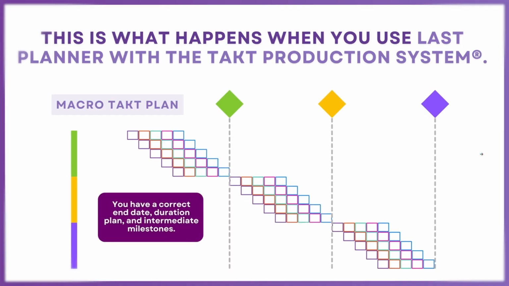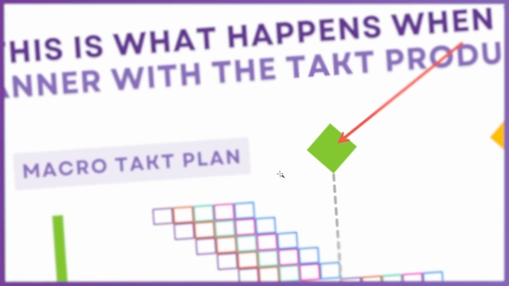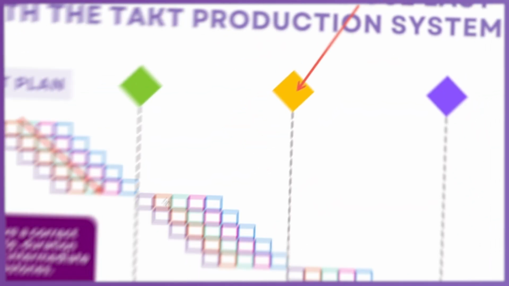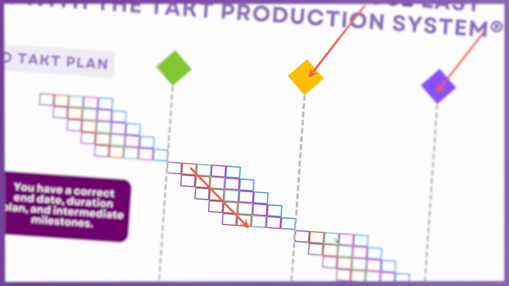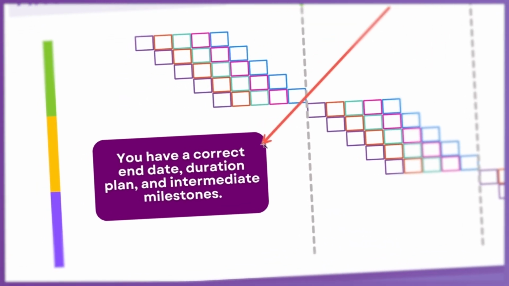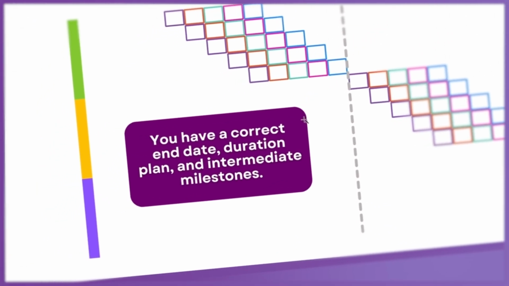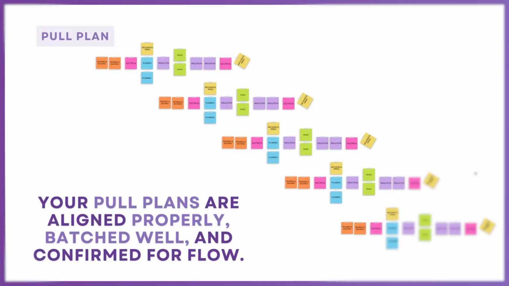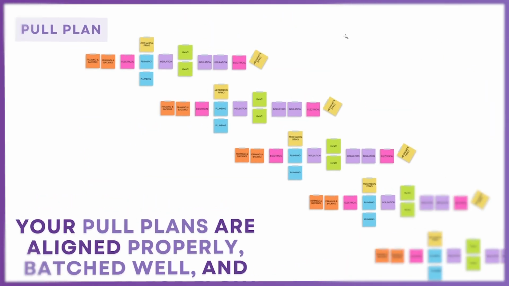It's pretty remarkable. So this is what happens when you use last planner system with the Takt Production System. First of all, you have a macro level Takt plan, and these milestones are correct because you have trade flow. You know what's possible. So this milestone is correct because you have trade flow. This milestone is correct because you have trade flow. So you can have a correct end date, a correct duration, and you have intermediate milestones that are accurate as well.